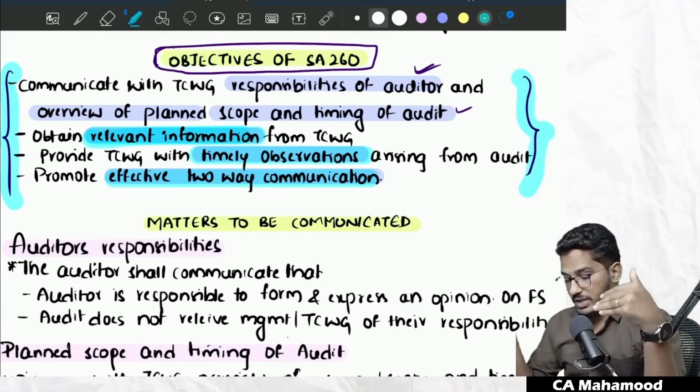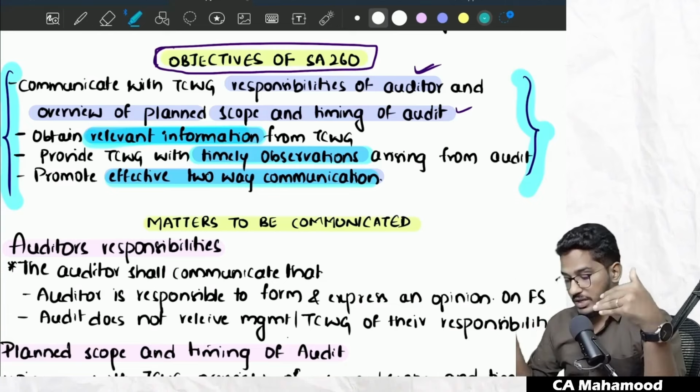Now, specifically, they talk about each and everything. In the objective, they are telling that as an auditor, you are required to communicate the responsibilities of the auditor. What specifically you will try to communicate, I have explained here in a detailed manner. And they are also asking you to communicate an overview of the planned scope and timing. When it comes to planned scope and timing, what exactly you have to communicate, I have added one more paragraph here. And you are required to communicate other matters. You are required to even communicate significant findings.